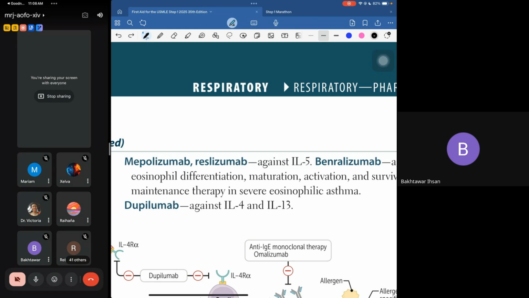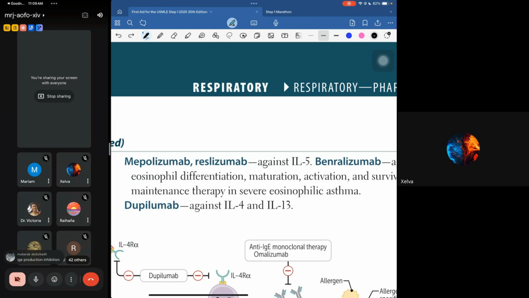Anyone? How does dupilumab work? Okay, don't go into the class searching. Just tell me what's the most important thing of that. Anyone? Antibodies like IgE.